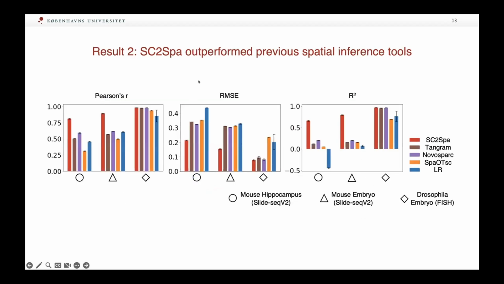We benchmarked SZ-SPA against other tools and one simple logistic regression method on three different datasets using three metrics: Spearman's rank correlation, root mean squared error, and R squared. The red bar shows the performance of SZ-SPA, and the other colors show the performance of other tools. We can see SZ-SPA outperformed other tools on all of the datasets according to the three metrics.